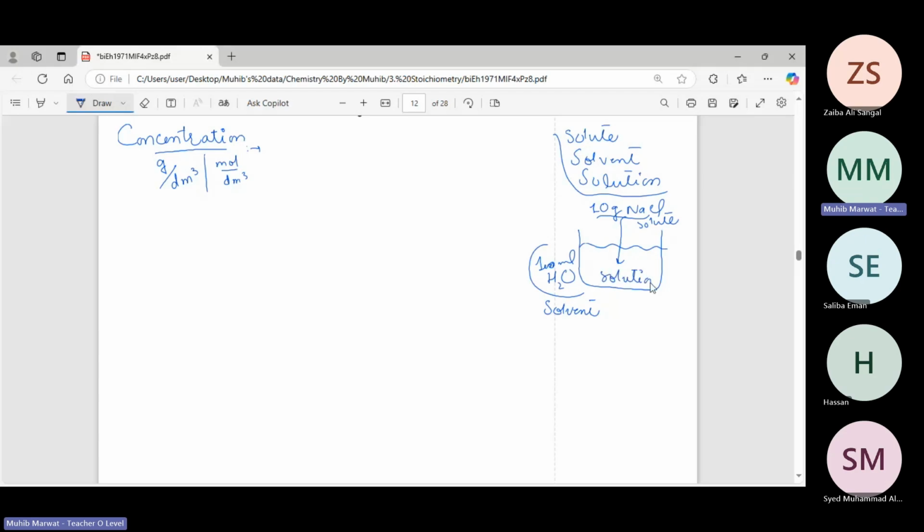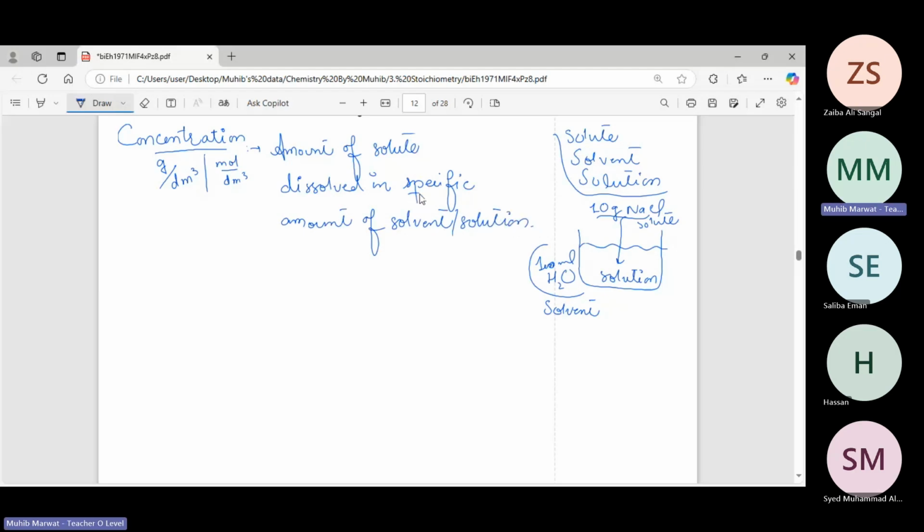Is it clear now? This is the simplest example. All right, so what is concentration? Concentration is the amount of solute dissolved in a specific amount of solvent or solution, right? Solvent or solution. What do I mean by that?